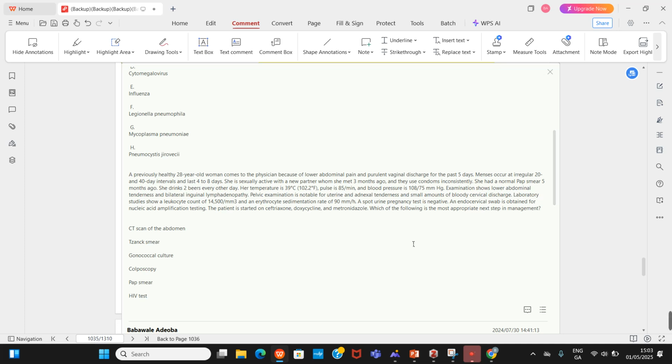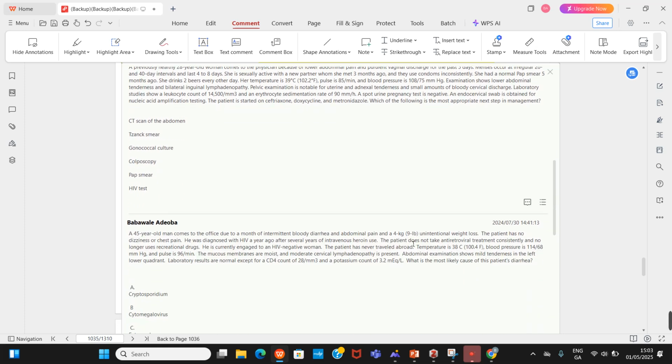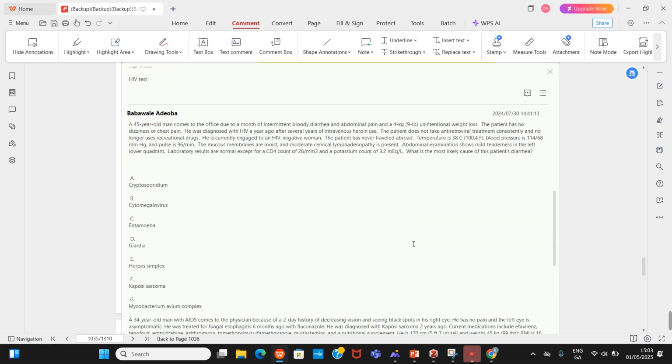Anybody? HIV test. Why? Because of the STI in the patient, the sexually transmitted infection. So anybody that has an STI, we always say that we have to rule out HIV. So it's part of what we talked about yesterday.